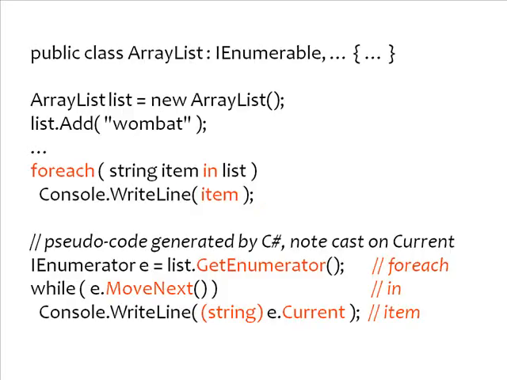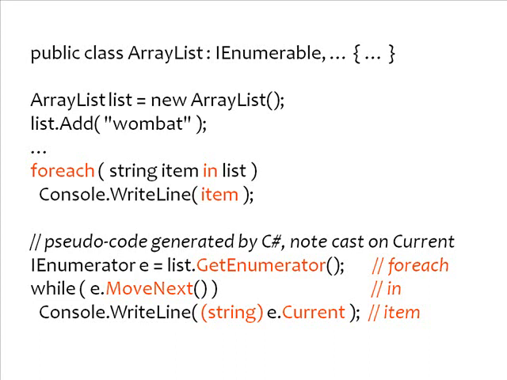So here's ArrayList. It inherits from IEnumerable, so if I new one up and add some items to it, then I can use the foreach syntax to enumerate over the items in the list and do something with it. So I've highlighted the two keywords foreach and in, as well as the use of the variable to which individual elements of the collection are assigned.